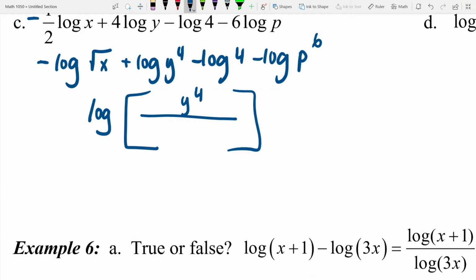Put it on the bottom. So you have a square root of x. You have a 4 in front of that, and you have a p to the 6 like that. So even if your negative comes at the beginning, who cares?